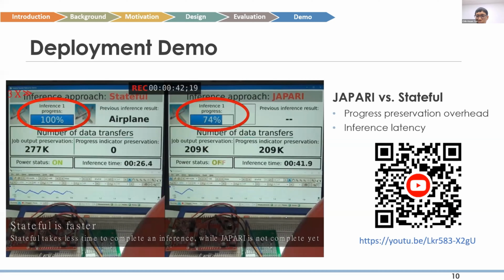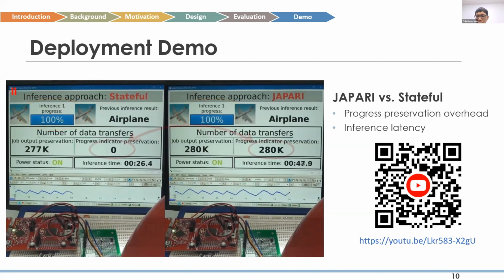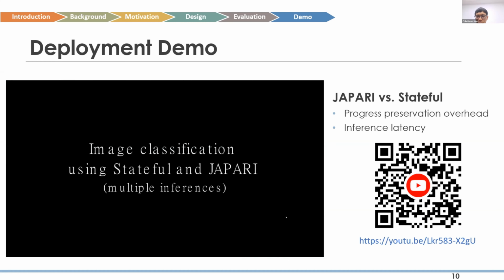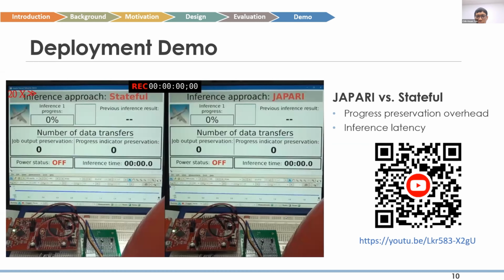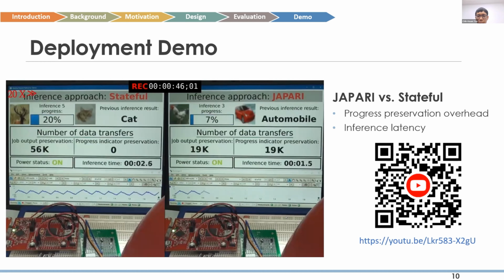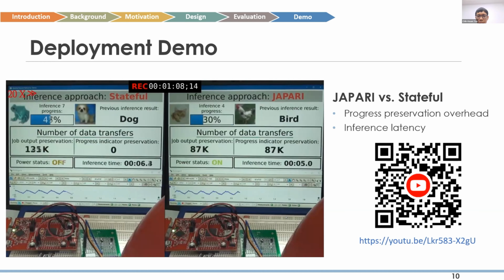This is primarily because Stateful neural networks intrinsically contain progress information, thus eliminating the data transfers required for progress indicator preservation. Therefore, compared to Japari, Stateful is able to speed up intermittent inference by 2 times on average.